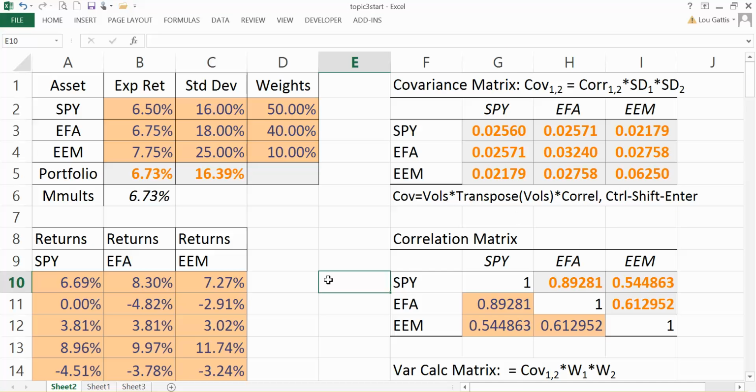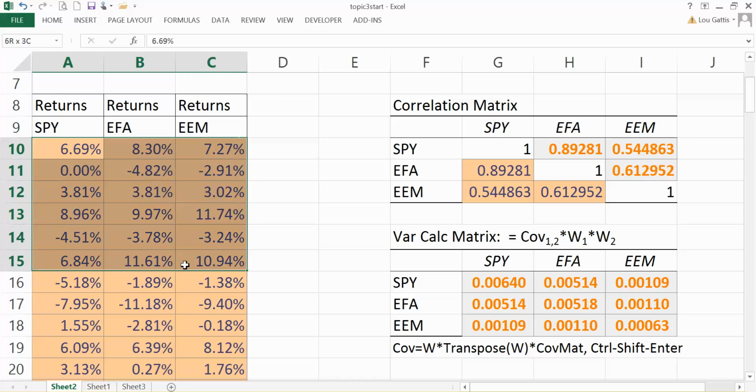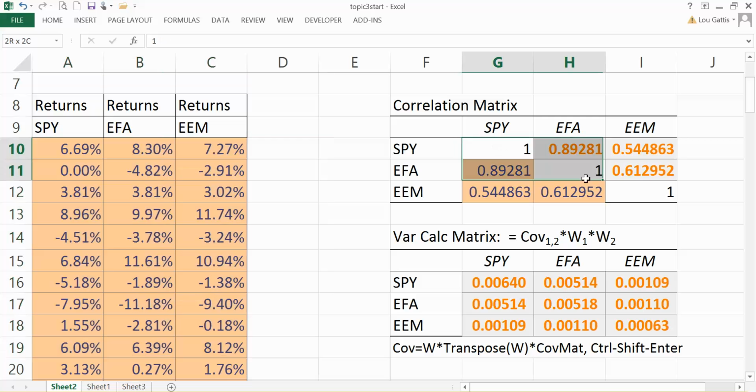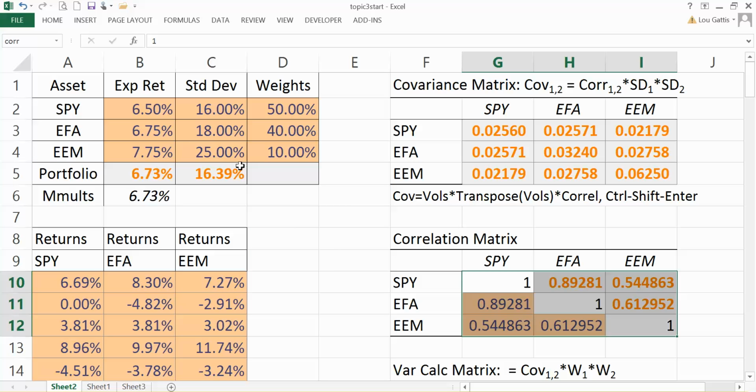Let me point out one thing before we return. That is, these are vectors of monthly returns. We use those to calculate a correlation matrix. And then I combine that with annualized standard deviations to create a covariance matrix.